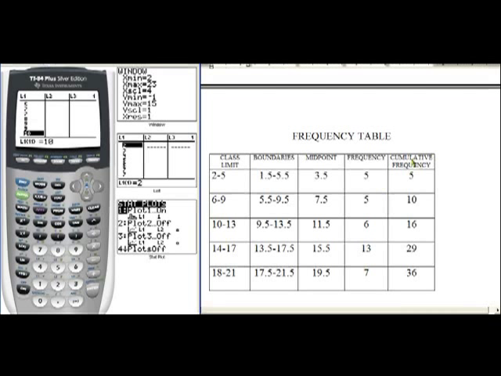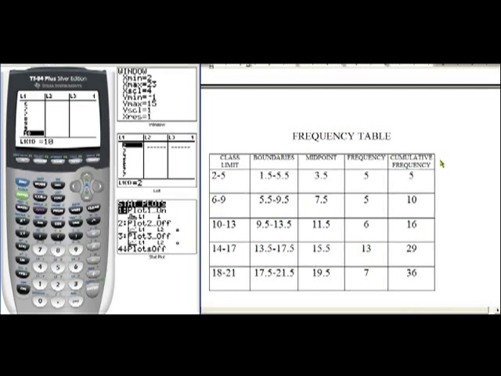For some other tables, for some other graphs other than histograms, you may also need the cumulative frequencies, or you may want to generate the cumulative frequency histogram. To be able to do that, you might want to calculate the cumulative frequencies, starting with the first line, 5. 5 plus 5, 10. 10 plus 6, 16. 16 plus 13, 29. 29 plus 7, 36. And that concludes your frequency table.